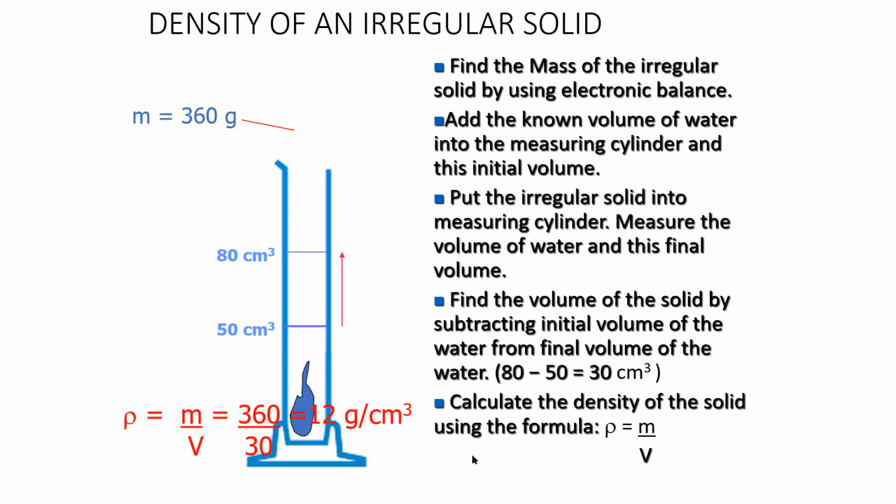Is it clear how we work out the density of an irregular solid? So we first measure the mass. These numbers are just examples to clear the idea. In exam, you don't have to write these numbers. In exam, if they say plan an experiment to find the density of an irregular solid, these are the steps which you should mention. You don't have to mention the numbers in exam, but I use the numbers to explain the idea. Is it clear?